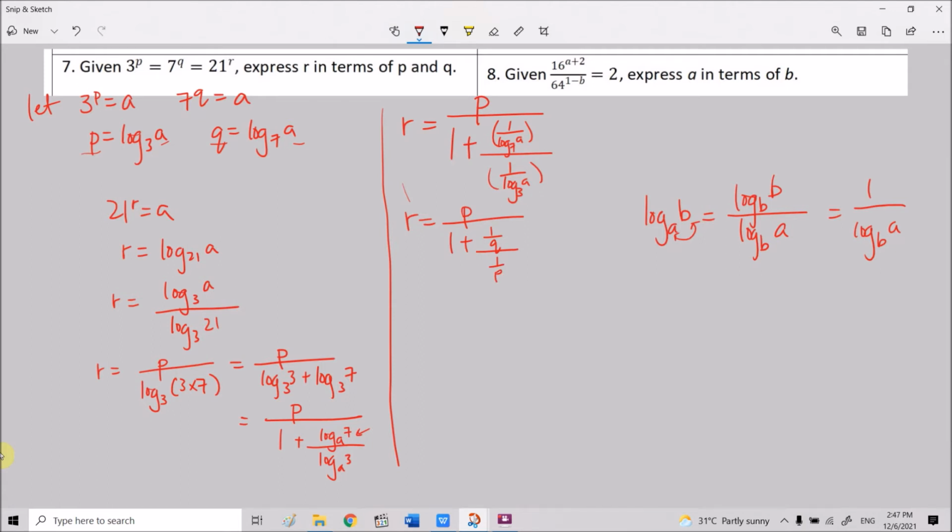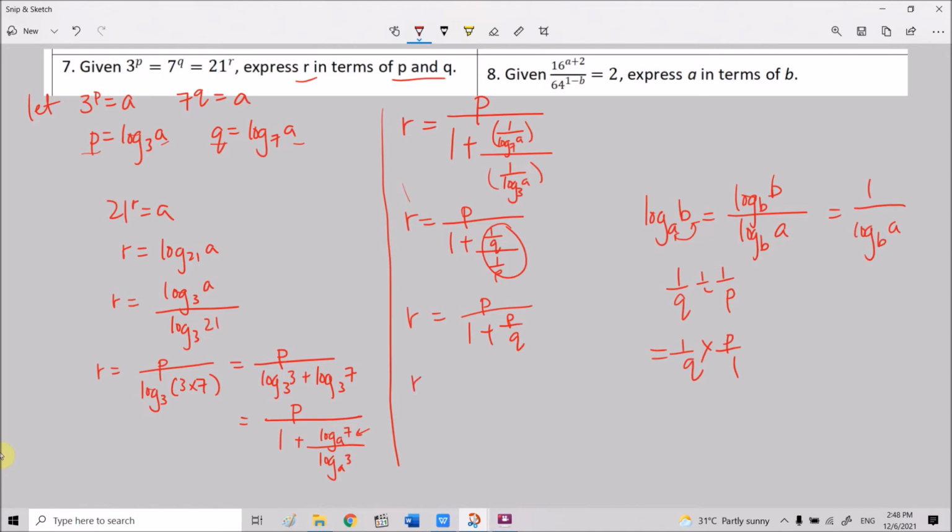And then we get rid of all the log numbers. So now log is gone. We only have P, Q, and R. We can express R in terms of P and Q by further simplifying this part. So now, 1 over Q divided by 1 over P is actually 1 over Q times P over 1. So you get P over Q.